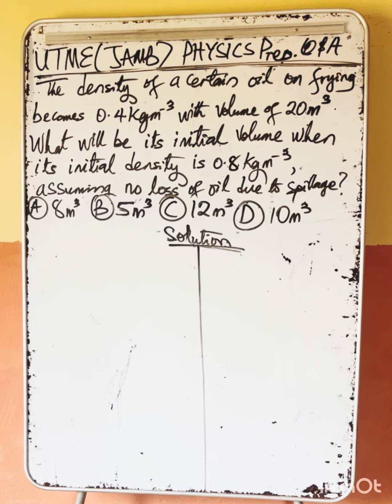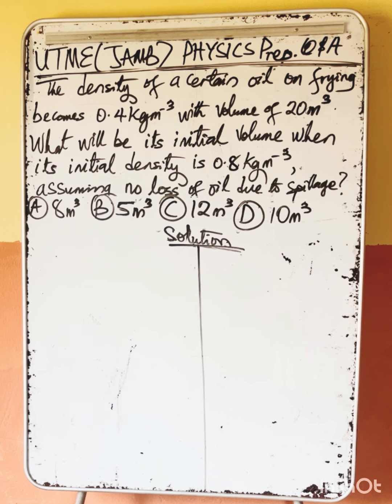We have a sample question for your preparation, and it goes as follows. The density of a certain oil on frying becomes 0.4 kilograms per cubic meters with volume of 20 cubic meters. What will be its initial volume when its initial density is 0.8 kilograms per cubic meters, assuming no loss of oil due to spillage? A, 8 cubic meters, B, 5 cubic meters, C, 12 cubic meters, and D, 10 cubic meters.